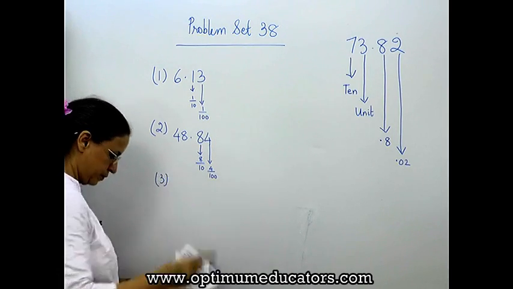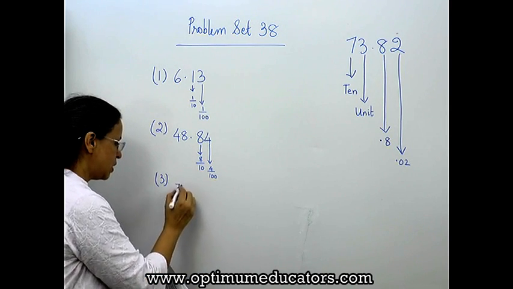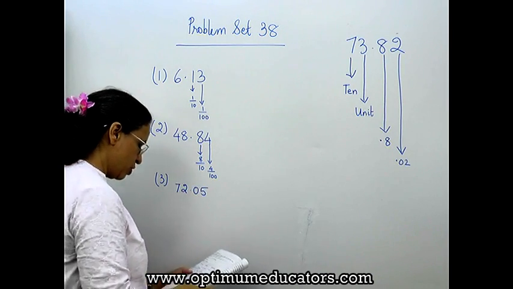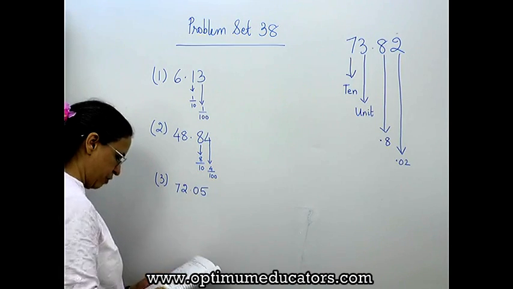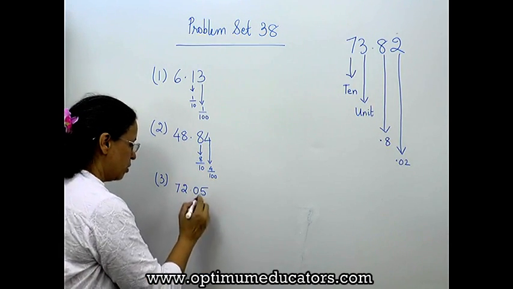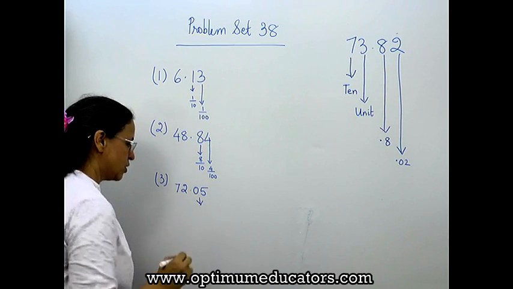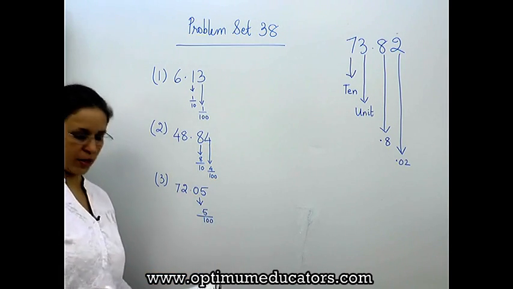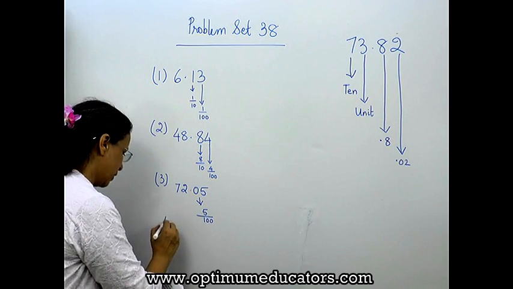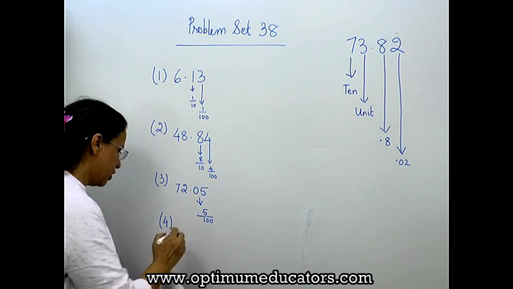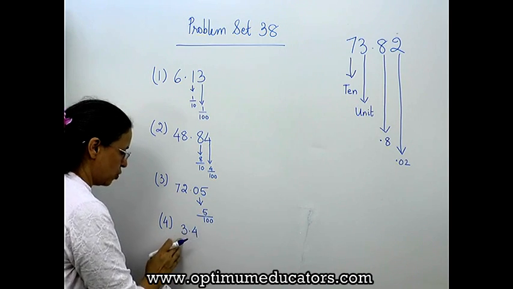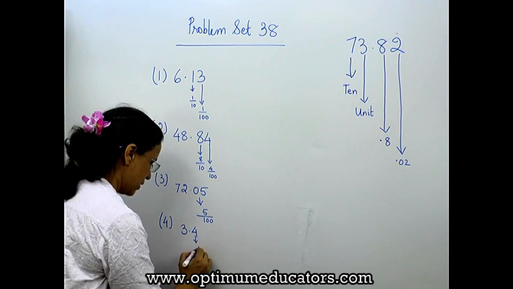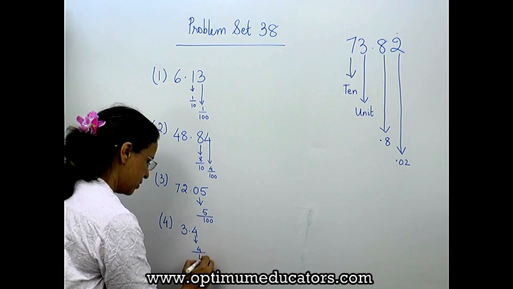Third one, 72.05. Now here 72 of course we are not taking, we are only taking the 05. So the 05 both together will mean what number? It is 5 divided by 100. Okay. Next one, the fourth one, 3.4. Again we are not looking at the 3, we are only looking at the decimal part. So this 4 will be written as 4 divided by 10.